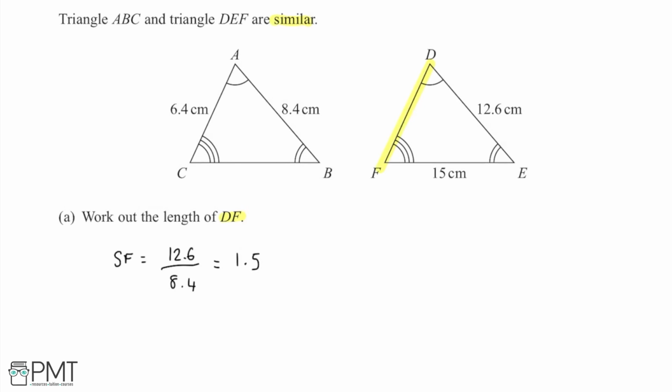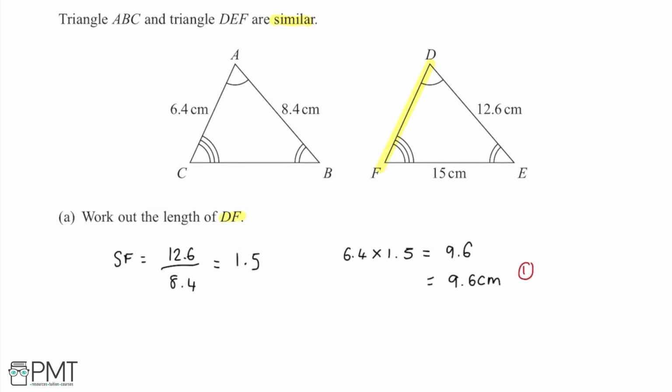So similarly here, if I take the 6.4 and multiply that up by the scale factor of 1.5, I'm going to get the new length of this length here, DF, which is what I need to calculate. So I take 6.4, multiply that by 1.5, and that is going to give me an answer here of 9.6, just using that ratio. So the final answer here is 9.6 centimetres, and that's going to get me the second mark for this question.